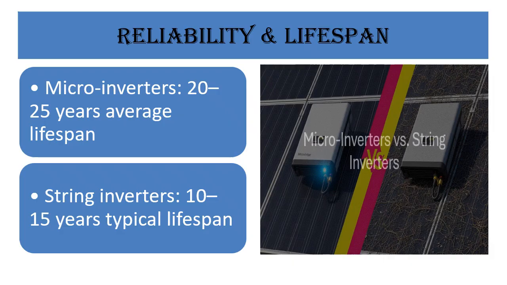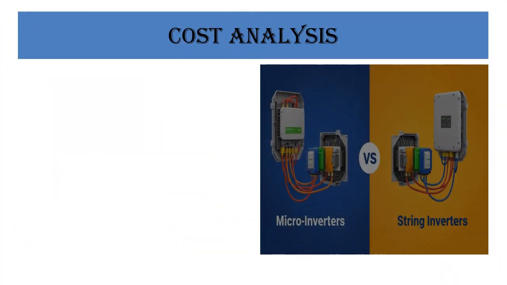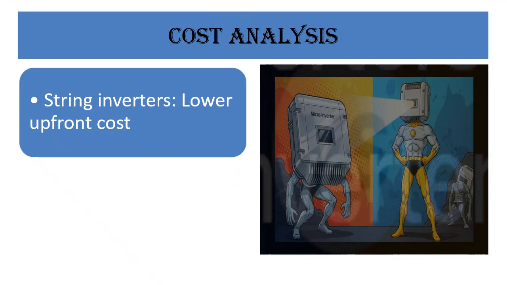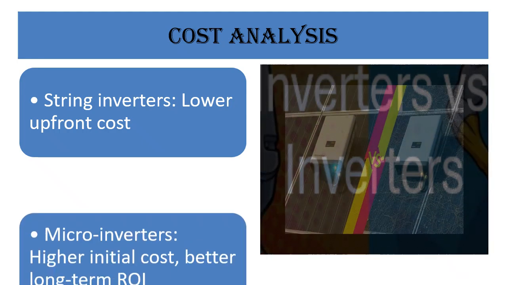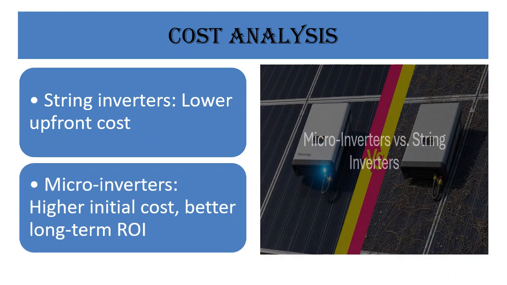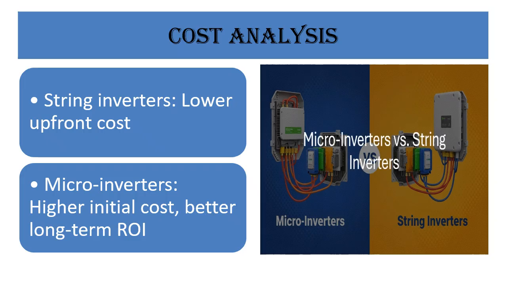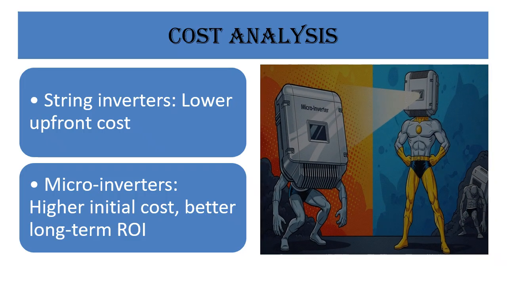Cost analysis. String inverters have a lower upfront cost, making them popular for large installations. Microinverters are more expensive initially but can deliver better performance and a higher return on investment over time.